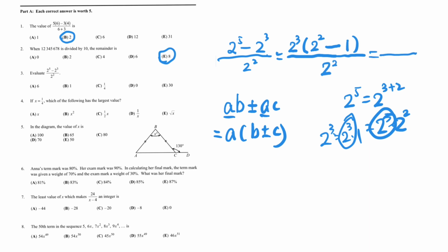Now we cancel the 2 squared, leaving 1. In the numerator, the 2 to the power 2 is 4, and in the brackets, 4 minus 1 is 3. The denominator is 1. So that's 6. The answer is A.